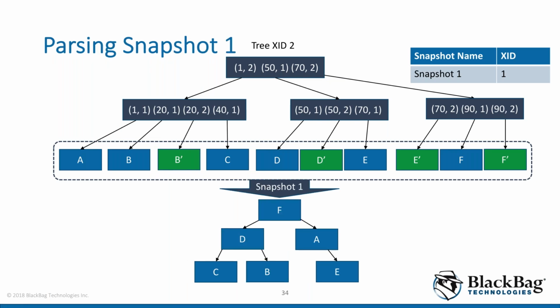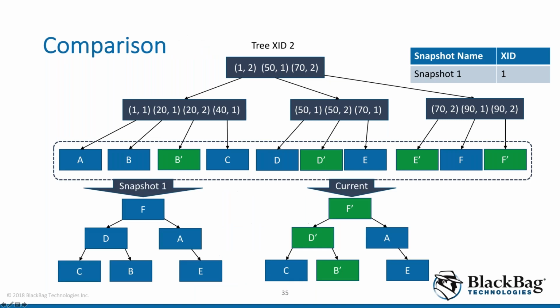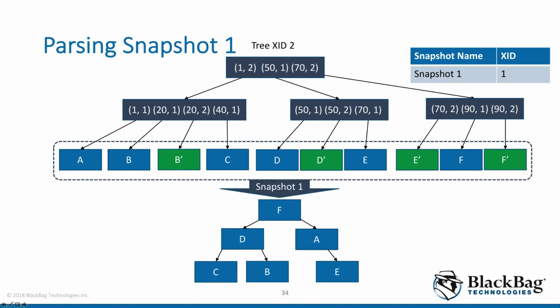Similarly, if we want to return the snapshot for snapshot 1, we basically parse through these same interior nodes, but we ignore any node that has a version ID that is greater than XID 1. So rather than here, when we're going down 20, rather than going to the most recent one, we're going to ignore that, because 2 is greater than 1. So we're going to follow this guy, and we're going to get our original node.